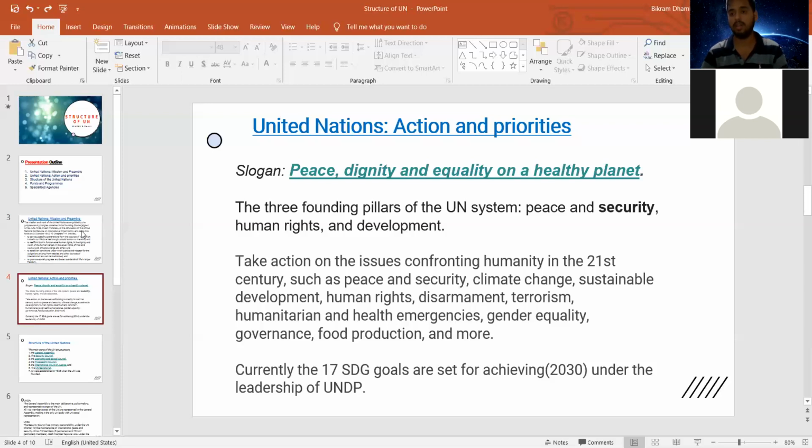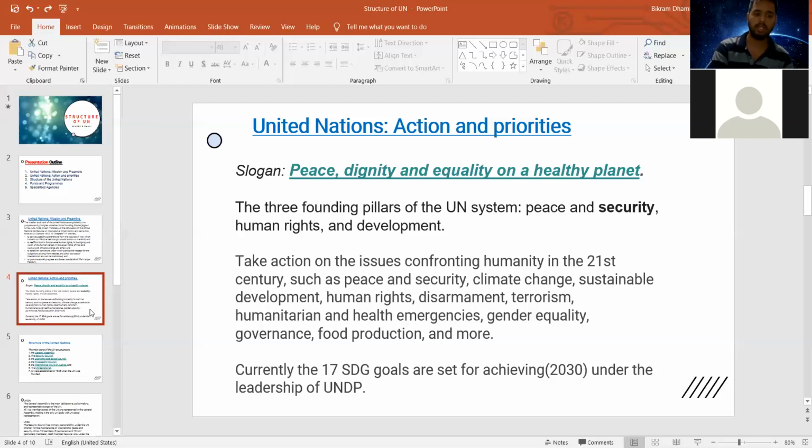issues such as poverty, quality education, better health, energy, and all the goals enumerated by the 70th United Nations General Assembly meeting in September 2015. Nepal has also adopted the same 17 goals for implementation by 2030, under the leadership of UNDP, the United Nations Development Programme. So these are the priorities and the issues on which the United Nations takes action.